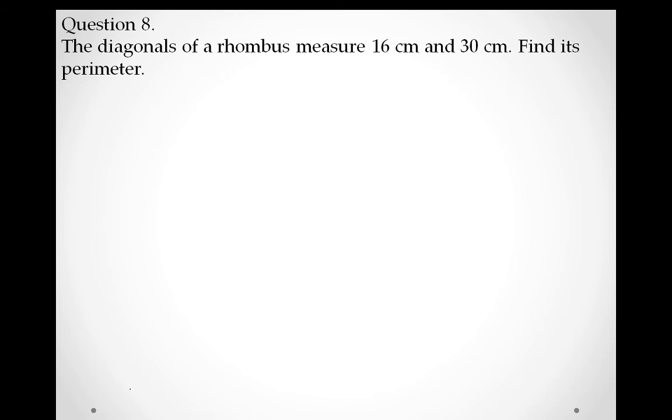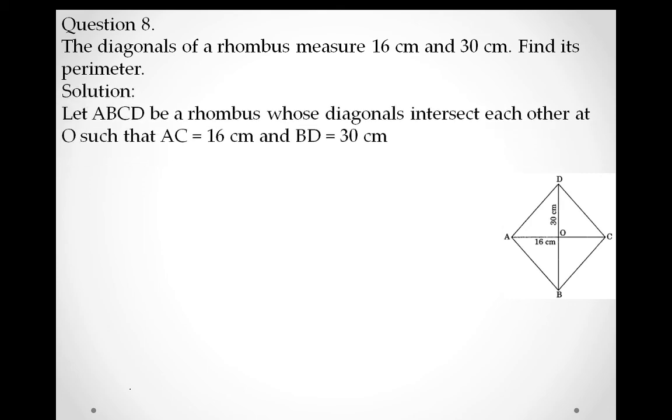Question number 8. The diagonals of a rhombus measure 16 centimeter and 30 centimeter. Find its perimeter. So what does rhombus mean? All the sides are the same. Okay, so let ABCD be a rhombus whose diagonals intersect each other at point O, that you can see in the diagram. AC is 16 centimeter and BD is 30 centimeter, which are the diagonals of the rhombus.